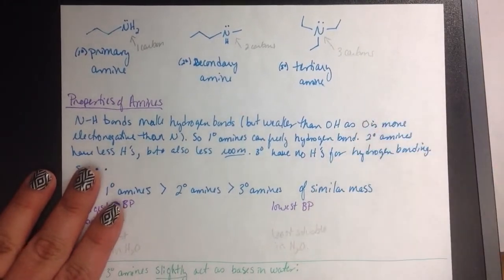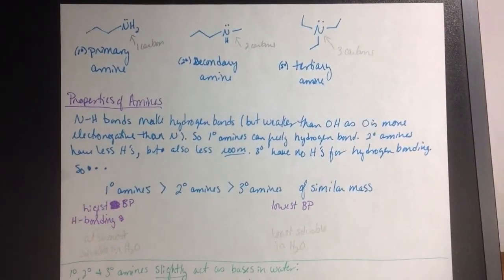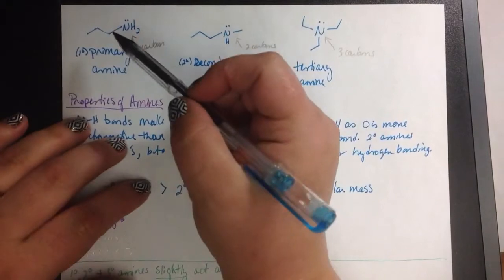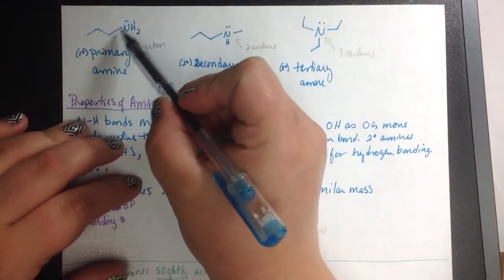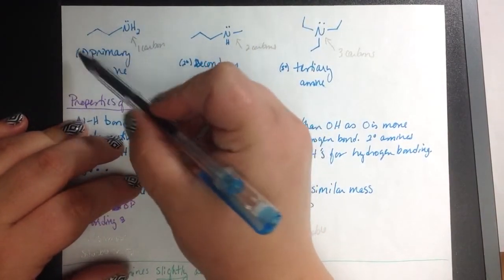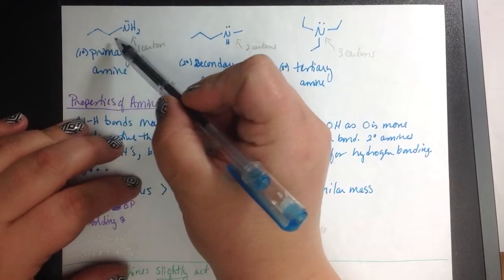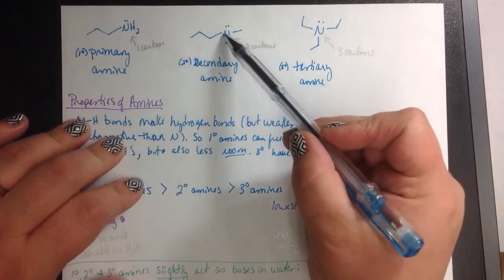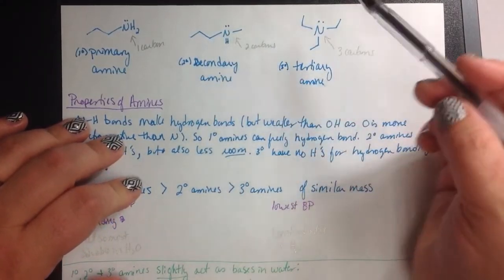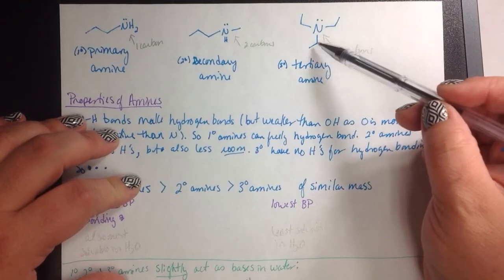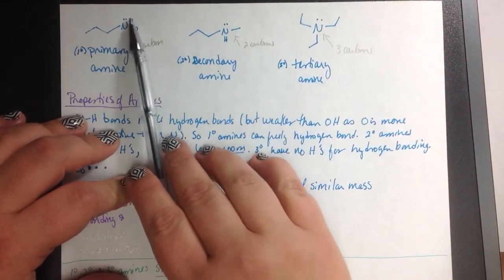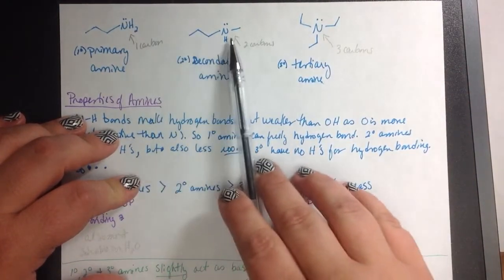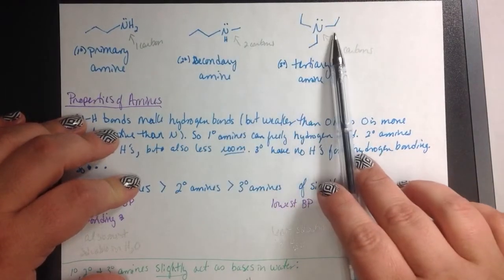Now, we identify primary, secondary, and tertiary amines by what is directly attached to the nitrogen, unlike alcohols. Here, we have one carbon that's attached to that nitrogen. It doesn't matter what else is attached to that carbon. There's only one thing attached to that nitrogen. That's a primary amine. Secondary amine is going to have two carbons directly attached to that nitrogen, and a tertiary will have three. So that means that this guy has two hydrogens around a hydrogen bond. This has one, and this has none.